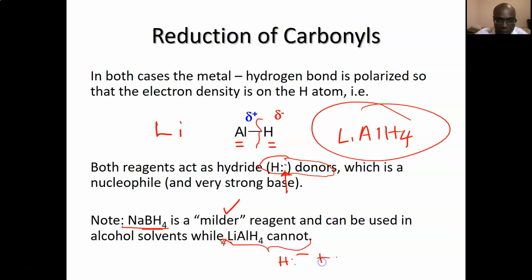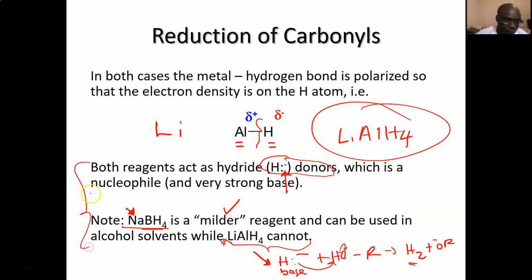The H minus will simply deprotonate the alcohol. You get an unwanted acid-base reaction where you'll form hydrogen gas and alkoxide. So this reaction would kill the lithium aluminum hydride because it's going to play the role of a base to deprotonate the alcohol, which you don't want to happen. So instead, in such cases where you only have alcohols as solvent, you want to use sodium borohydride because that's milder. But both of them, like I said, provide the hydride which attacks the carbonyl.